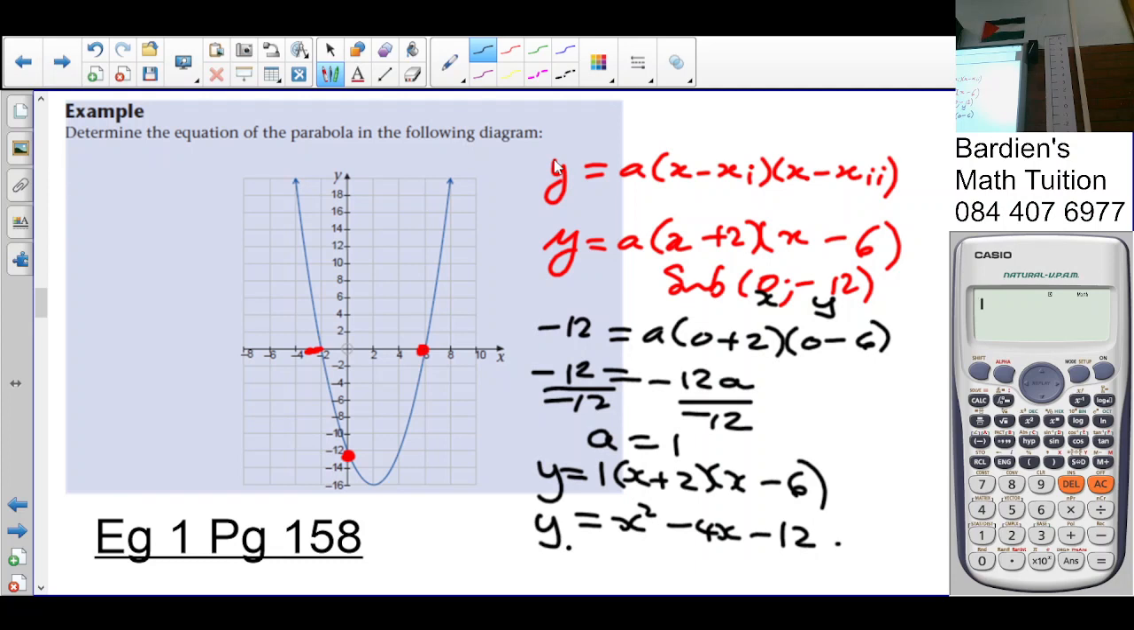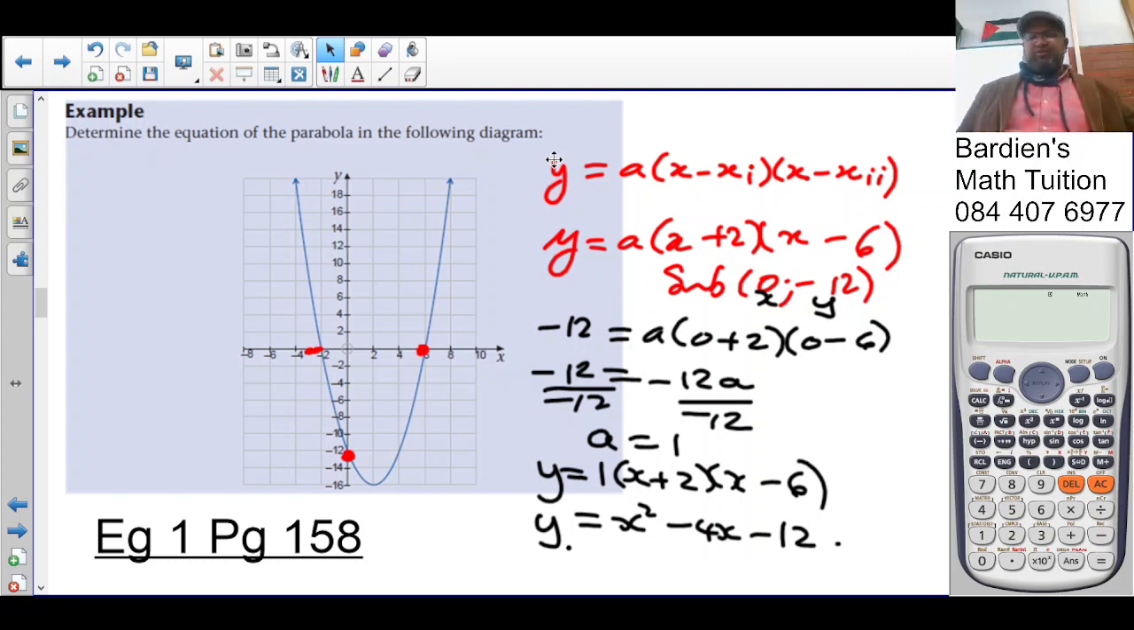Okay, are you all okay with this? Any confusion? Right. So what I'm going to do is give you 2 sums to do from the exercise in the textbook before we do the equation of the other one.